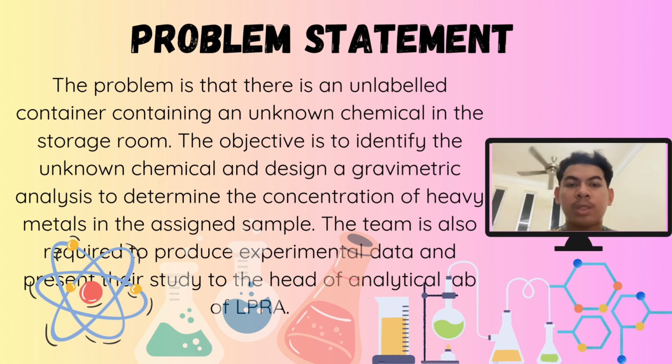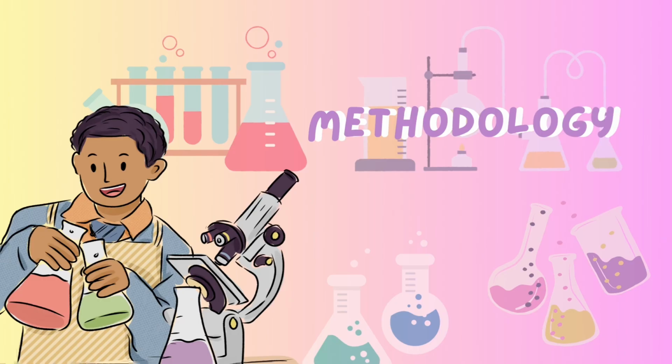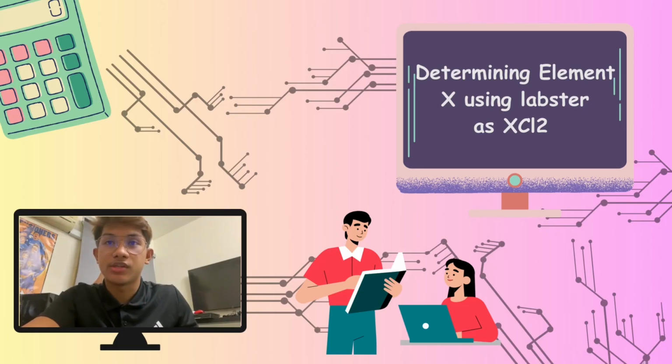We will use our knowledge of chemistry and analytical technique to identify the unknown compound and develop a method to determine the concentration of heavy metal in a sample. The identification of element S is carried out through the utilization of the Lexter simulation. In this particular scenario, the simulation presents a situation where there is an unidentified chemical stored in the laboratory. To determine the presence of heavy metal S within the unmarked substance, a gravimetric analysis is employed.